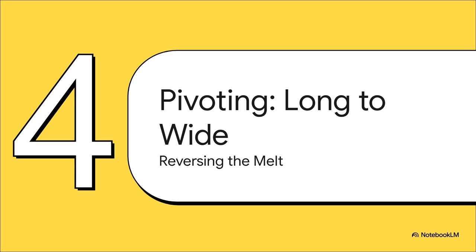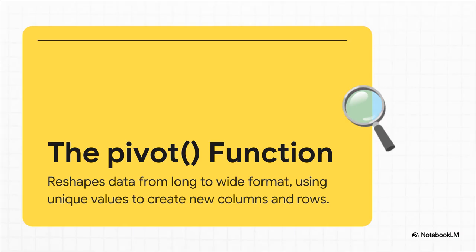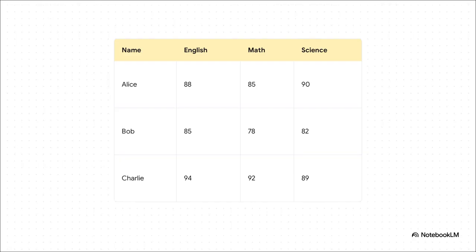But what if you need to go the other way? Let's talk about pivoting data, which is basically reversing the melt. Yep, for that we have the pivot function, and it does exactly the opposite of melt. It takes that long, machine-friendly data and spreads it back out into that wide format that's often easier for us to read.